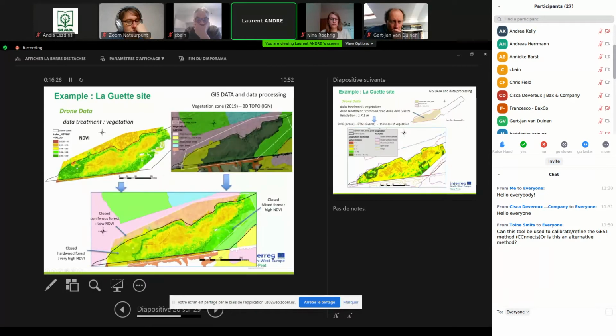And then by crossing this information with the BD Topo from the IGN, we are able to determine the zones with different vegetations in the system. So at the peatland scale.